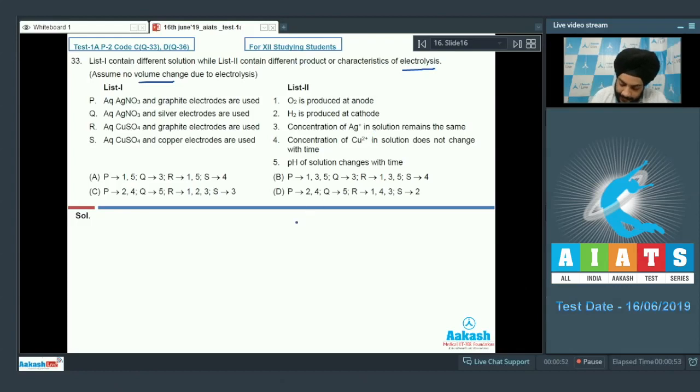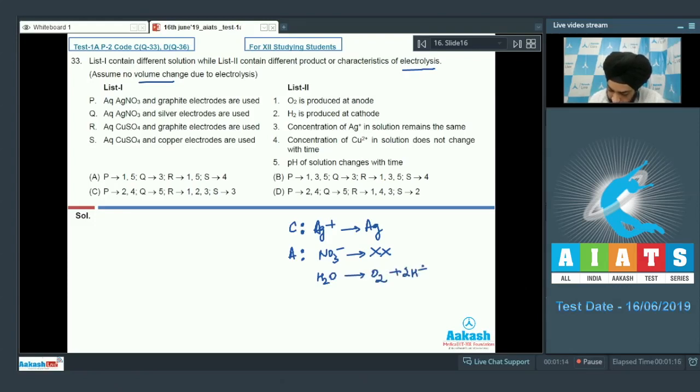Okay. So if we talk about the reactions at the cathode, Ag plus will be converted into Ag, whereas at the anode, the nitrate ions will not get oxidized. It will be water which will be converting into O2, and there will be formation of H plus. So if you look at the entries in list 2, which will be matched with option P, we can have O2 is produced at anode. Okay. So P will be matched with 1.